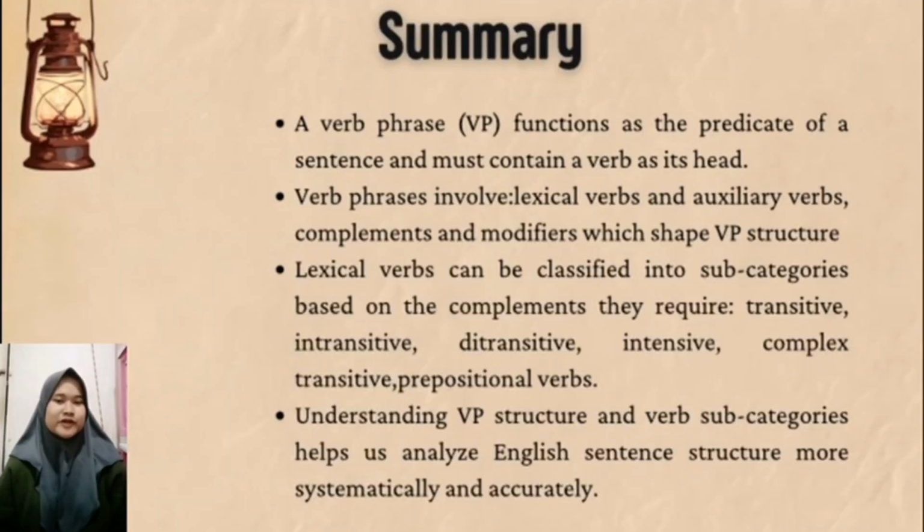To summarize our presentation, we have discussed the structure of verb phrase in English syntax from both general and specific perspectives. First, we explained that a verb phrase functions as the predicate of a sentence and must contain a verb as its head. We also discussed the distinction between lexical and auxiliary verbs, as well as the role of complement and modifier in shaping the structure of verb phrase.